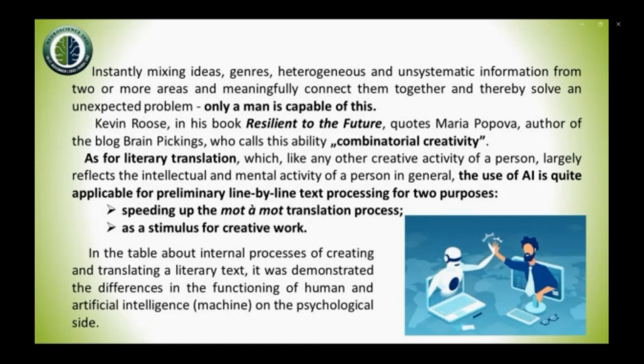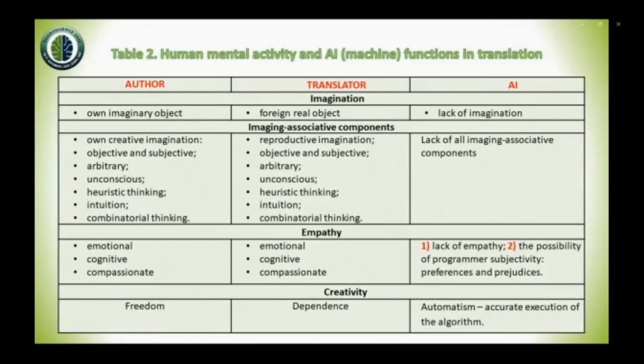In the table, you can see the internal process of creating and translating a literary text. It demonstrates the difference in the functioning of human and artificial intelligence, the machine, on the psychological side. As you see from the table, which is quite self-explanatory, the difference between the author, the translator and AI is the following.